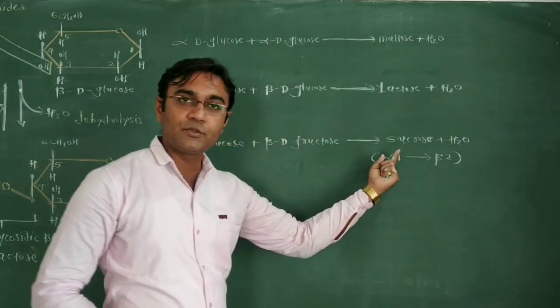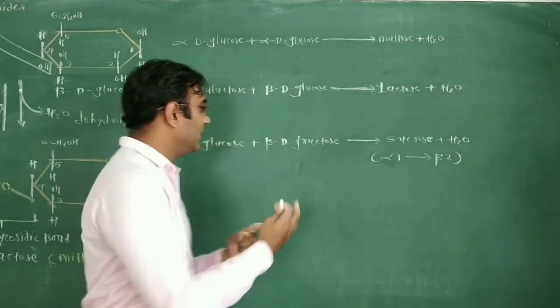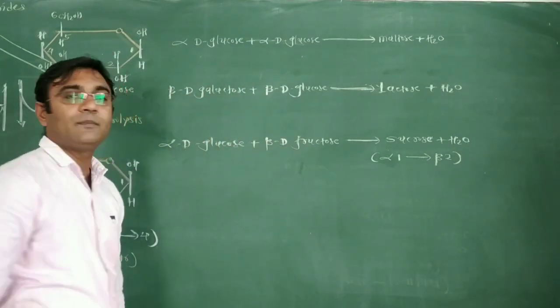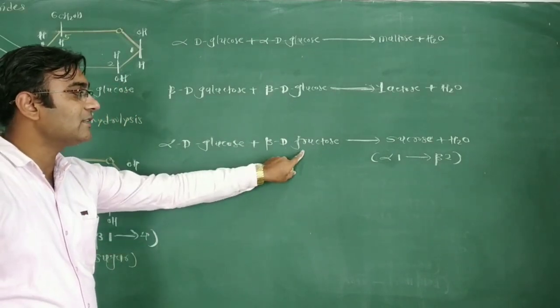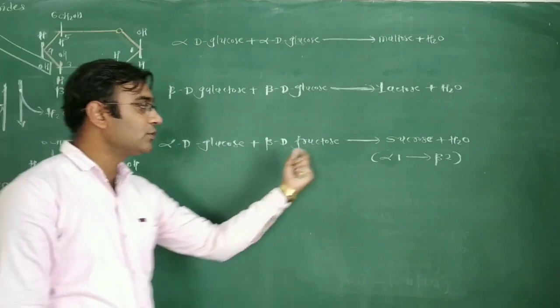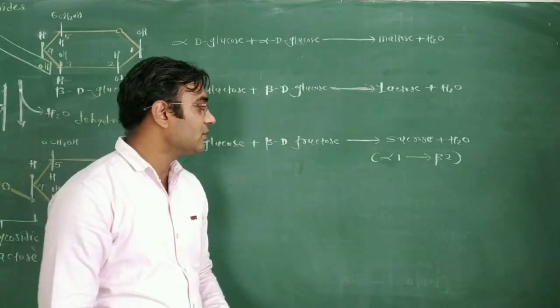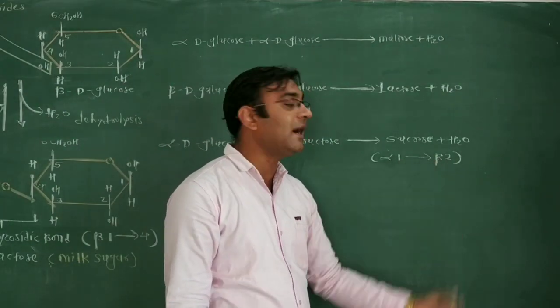Why do we mention in sucrose the glycosidic bond position alpha 1 to beta 2? Because here there are two different configurations, one alpha and the second beta. The first carbon is linked to the second carbon with the glycosidic bond. So sucrose is very important, once again an MCQ. What is the position of the glycosidic bond in sucrose? That is alpha 1 to beta 2.